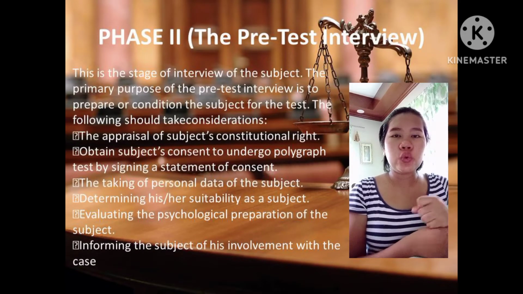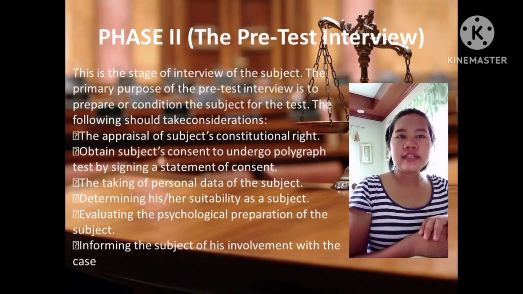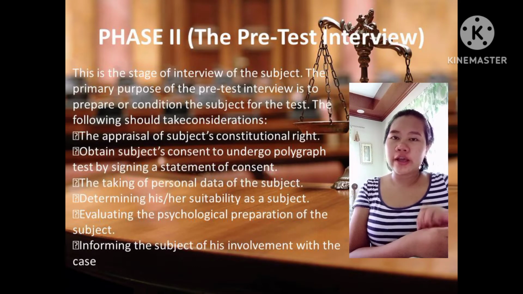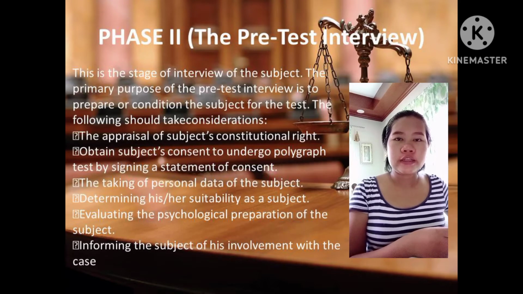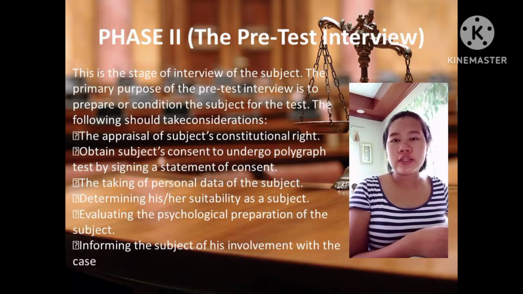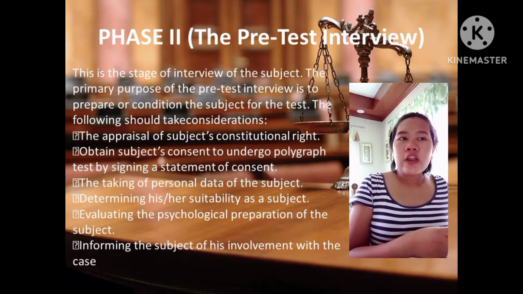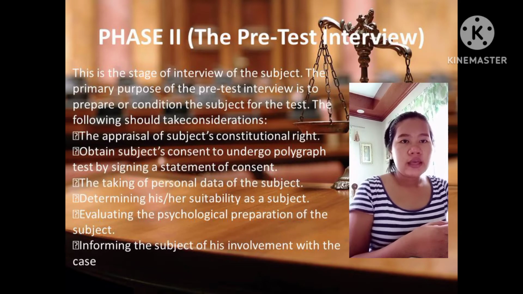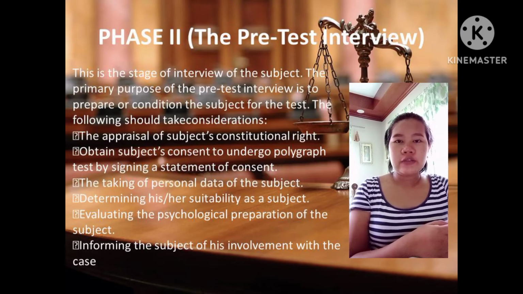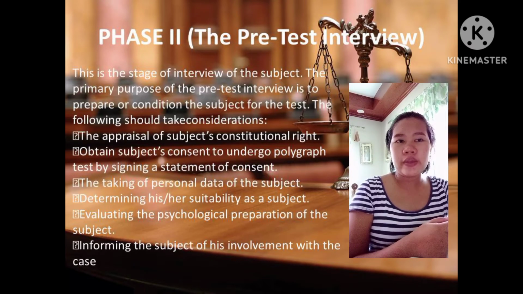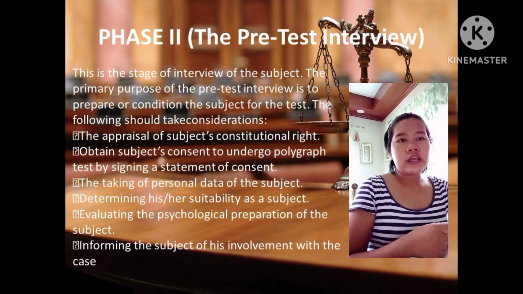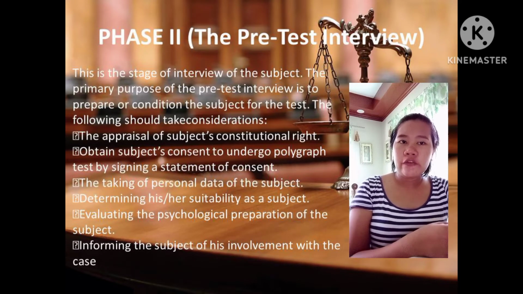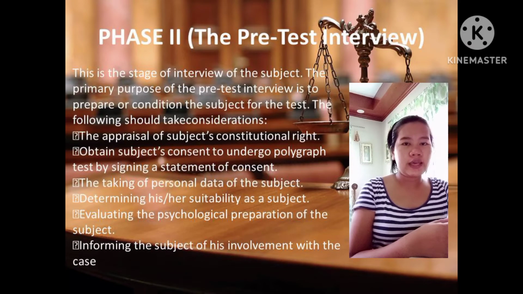So next is phase 2, the pre-test interview. This is the stage of interview of the subject. The primary purpose of the pre-test interview is to prepare or condition the subject for the test. The following should be taken into consideration: the appraisal of the subject's constitutional rights, obtaining the subject's consent to undergo the polygraph test by signing a statement of consent, taking of personal data of the subject, determining his or her suitability as a subject, evaluating the psychological preparation of the subject, and informing the subject of his involvement with the case.